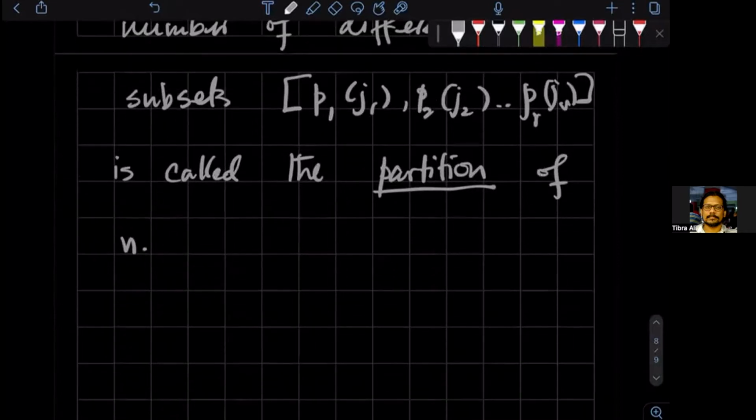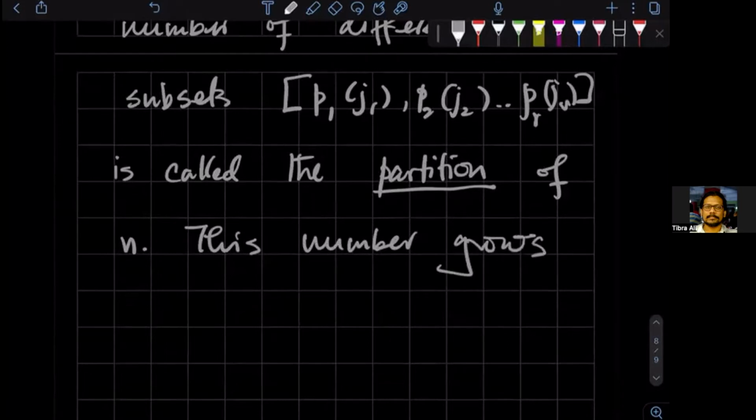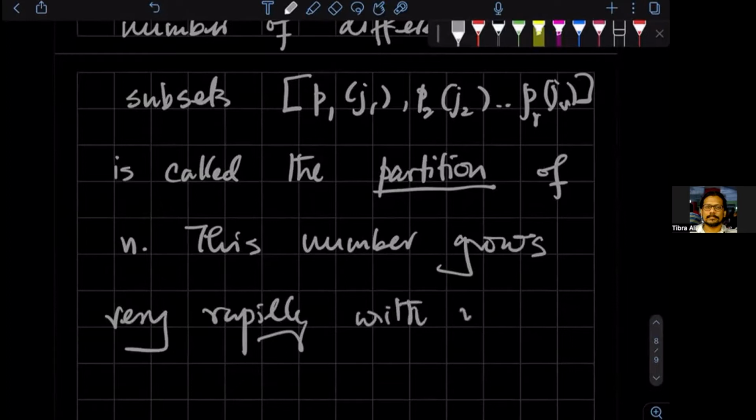And this number grows very rapidly with n. And let me just give you an example.